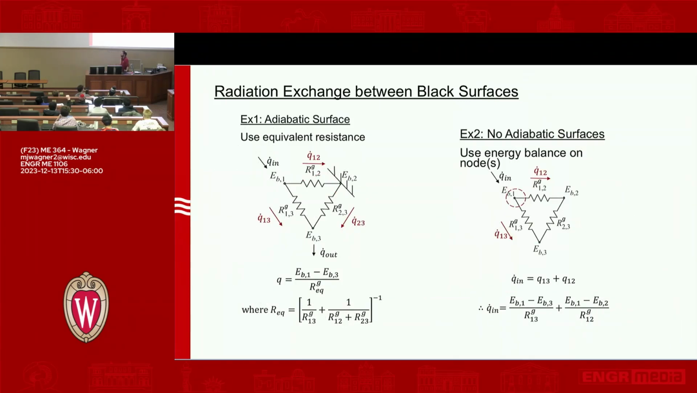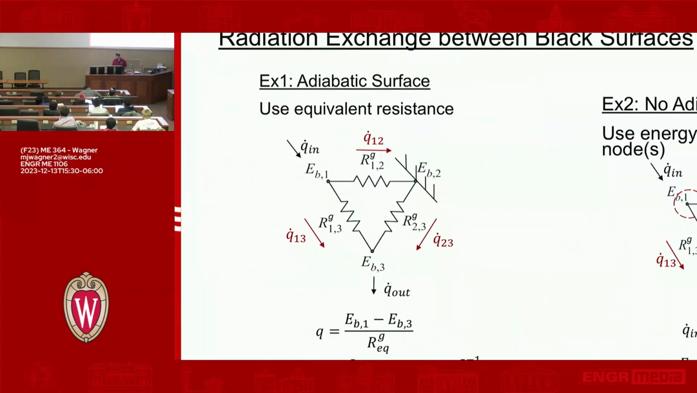Okay, so then radiation exchange between black surfaces. Now we're talking about how you actually go about modeling these systems. Here are just two examples. Let's see if we can zoom in a little bit. For radiation exchange, what we're trying to do is identify all the pathways for radiation to flow between surfaces. Here for this example, we have a three-surface problem.